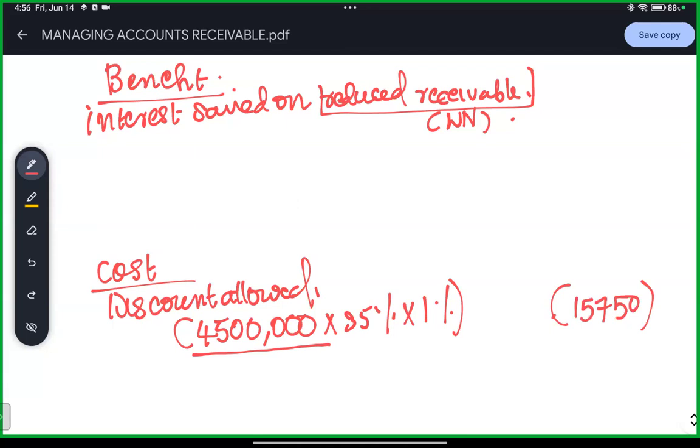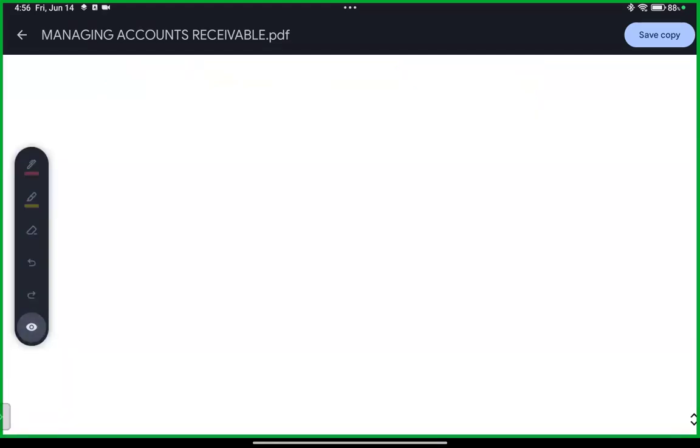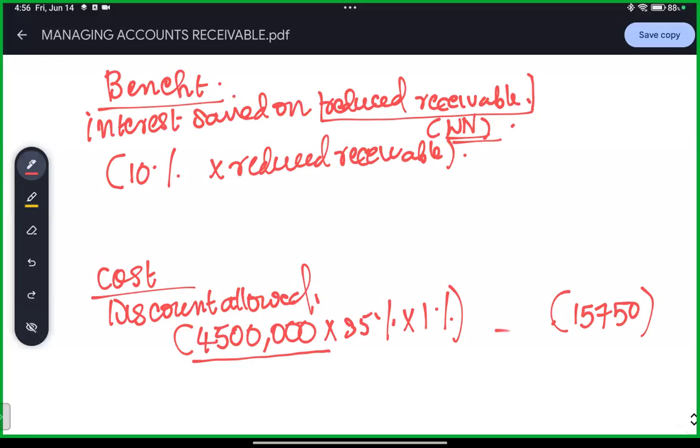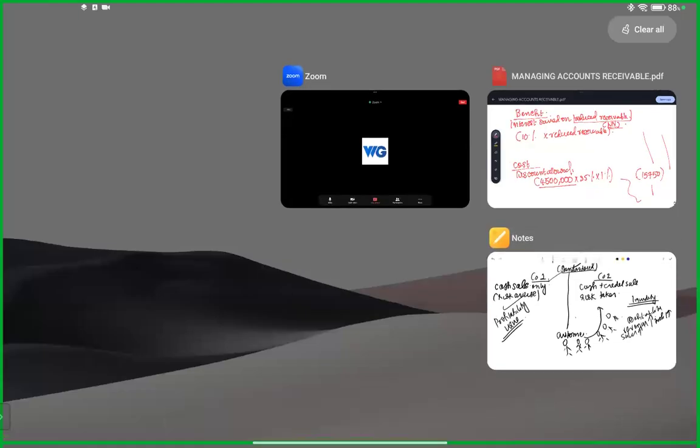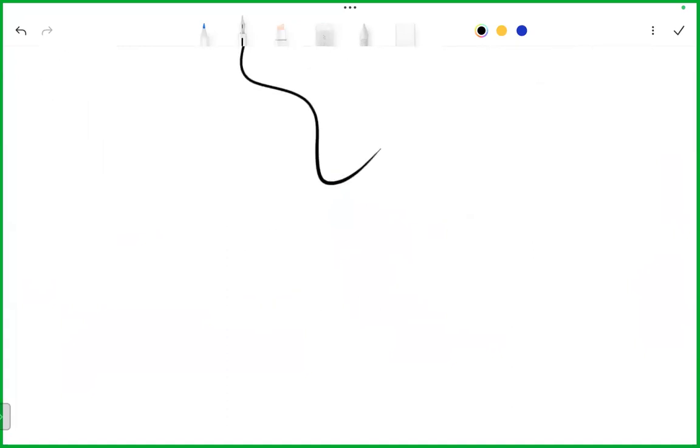Now we need to find out the benefit. So in order to calculate the benefit, it is the interest that you're saving. So I know the interest is 10% into reduced receivable. So what is reduced receivable? How do you do the calculation of reduced receivable? It is a working note. So you have to do it as a working note. So you go further. I'll just do it in a different sheet. So reduced receivable.